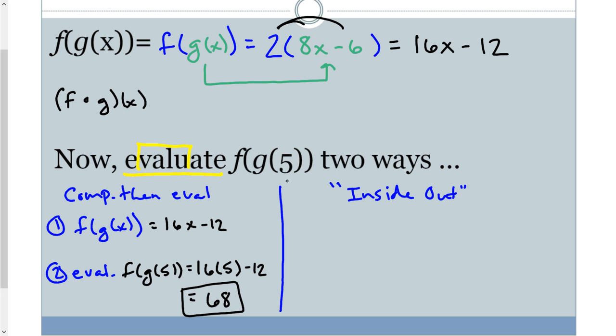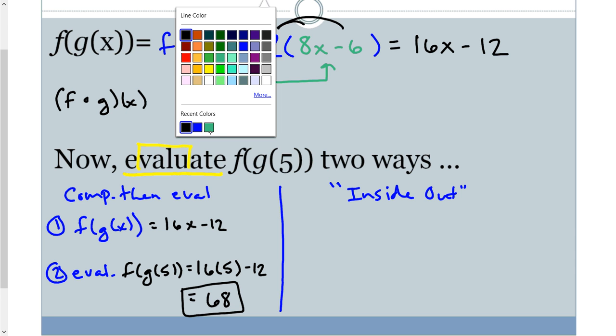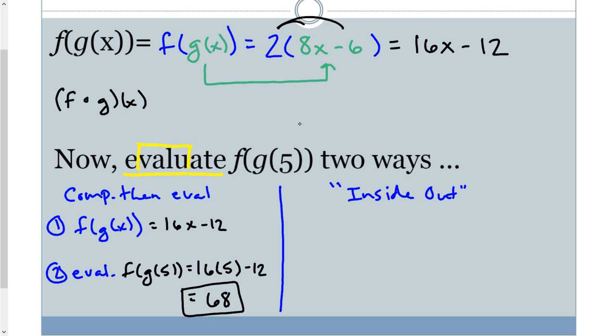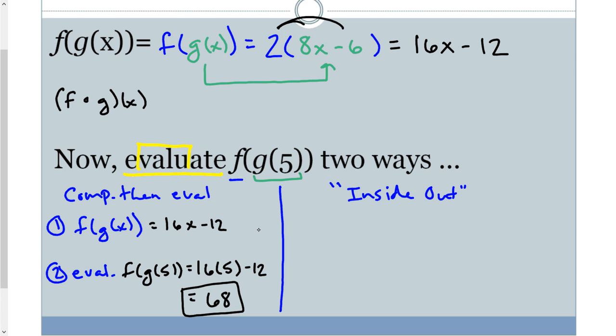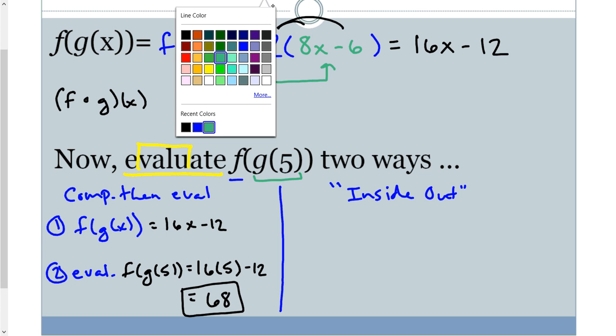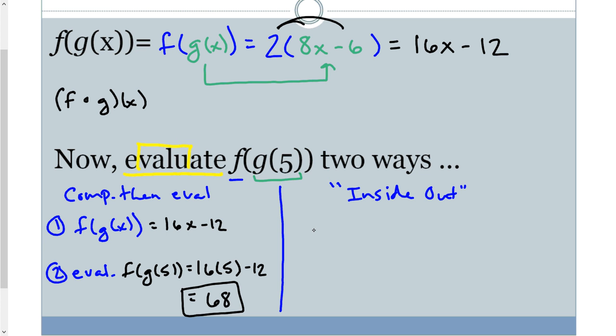We can compose it first, then evaluate it. But here's what I prefer to do. Unless you've already done the composition, work your way inside out. Sticking with the colors, I'm going to do this g of 5 in green, and then the f function in blue. So first, I'm going to figure out what g of 5 is.